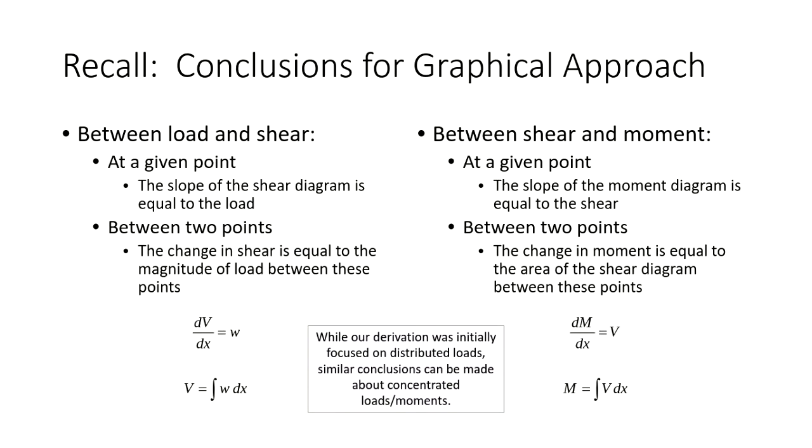And so this relationship yields the following graphical conclusions. When we look at the shape of the shear diagrams and the moment diagrams, we want to make sure that it makes sense. Between the load diagram and the shear diagram, at a given point, the slope of the shear diagram is equal to whatever the load is. And between 2 points, the change in shear is equal to the magnitude of load. The same thing can be said between shear and moment. At a given point, the slope of the moment diagram equals the shear diagram, and between 2 points, the change in moment is equal to the area of the shear diagram.